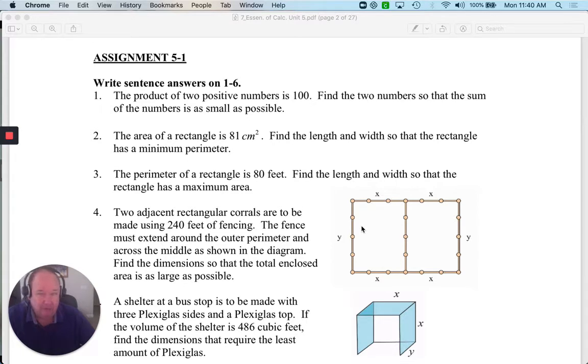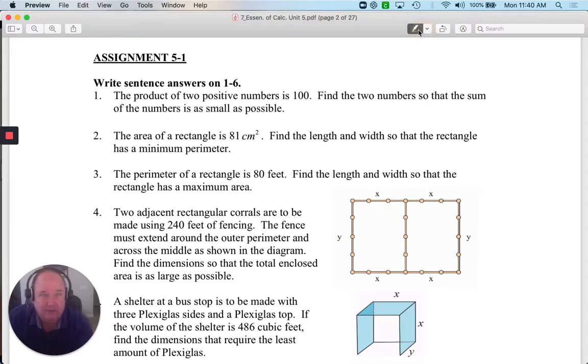The product of two positive numbers is 100. Find the two numbers so that the sum of the numbers is as small as possible. I want to see if I can do this. Am I able to annotate this at all? I'm going to see if I can.